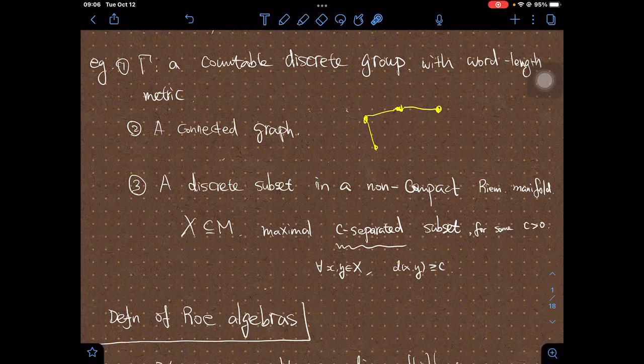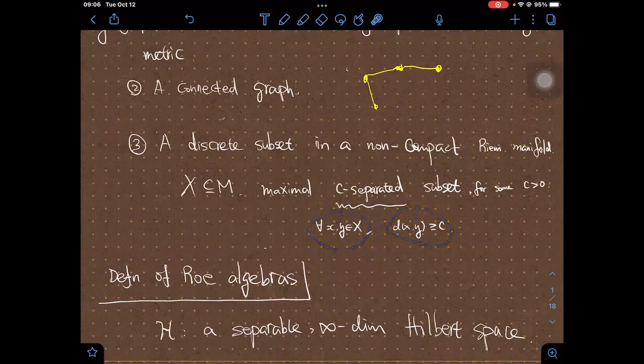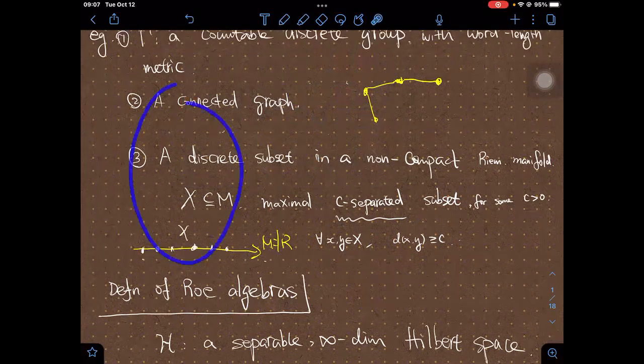The Riemannian metric on the manifold is proper. Once we have such a Riemannian manifold, we can take a dense subset. You can take a maximal one such that it's C-separated for some constant C. C-separated means for any two points, the distance is bigger than or equal to C. So you can consider M equal to R, and take X, the subset, to be Z, the integers. So this is your X. Those are the examples we are interested in.